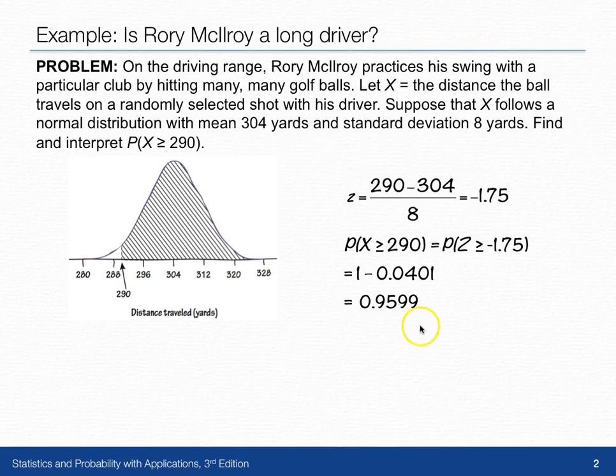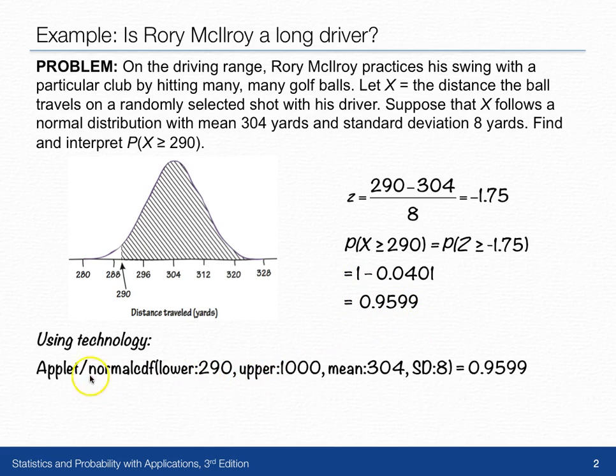Now we could also use technology. So for example, we could use the applet, or on our calculator, if we happen to have a Texas Instruments calculator, we could use normal CDF, entering the lower bound, 290, and upper bound far above the upper value on our graph, and then the mean and standard deviation. And again, we'd get the same value here of 0.9599.